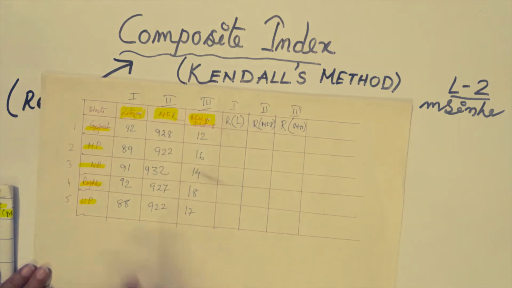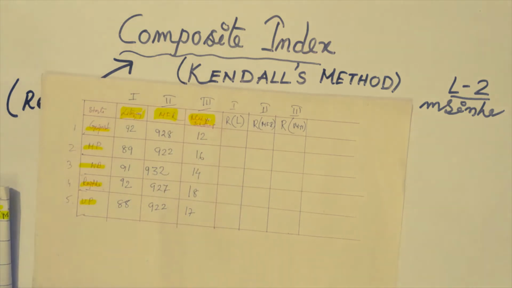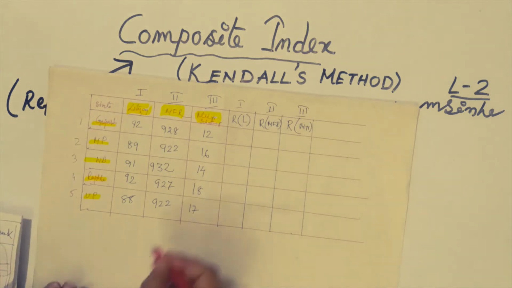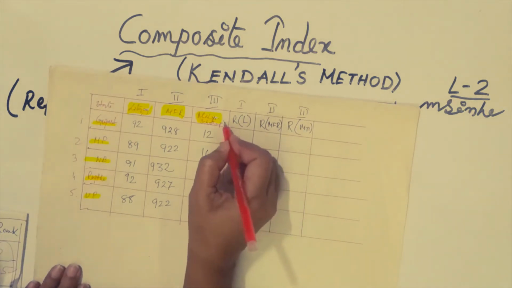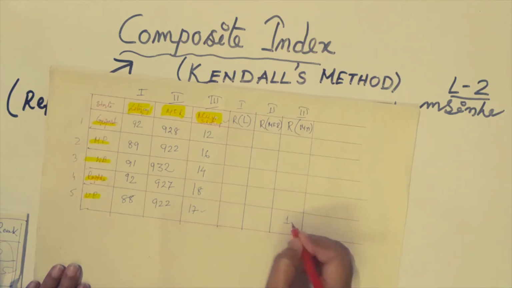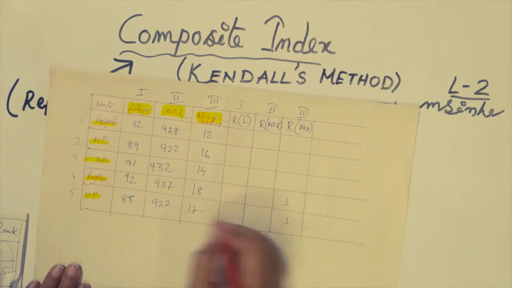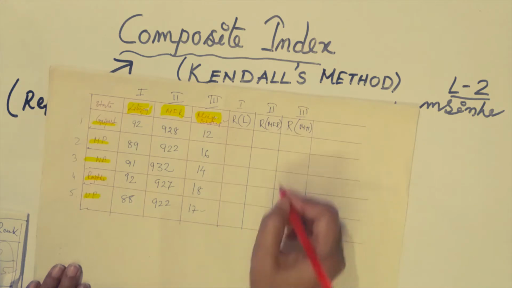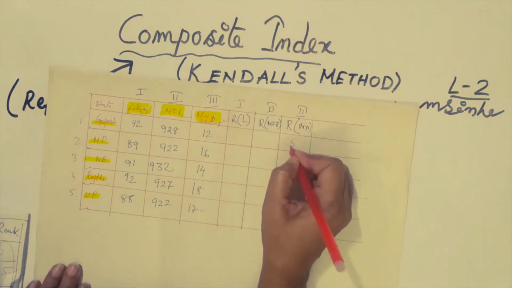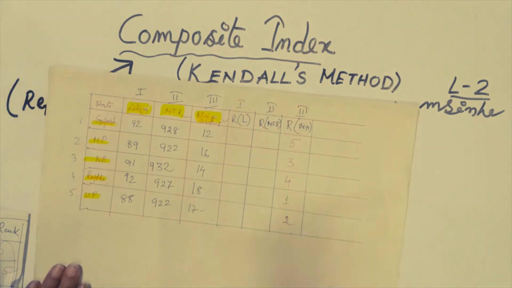First thing is that you have to rank all the columns. Suppose mean years of schooling: which is the highest one? This is the highest one, put 1. Then next is 17, then third is 16, then 14 is the fourth, and 12 is the fifth. Here I have converted this column into rank.